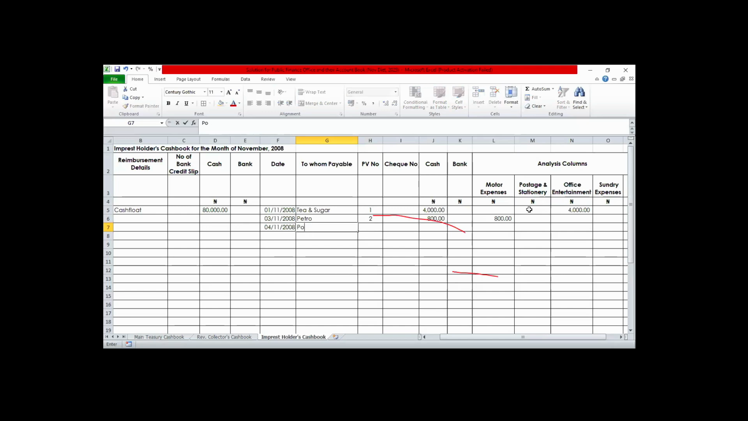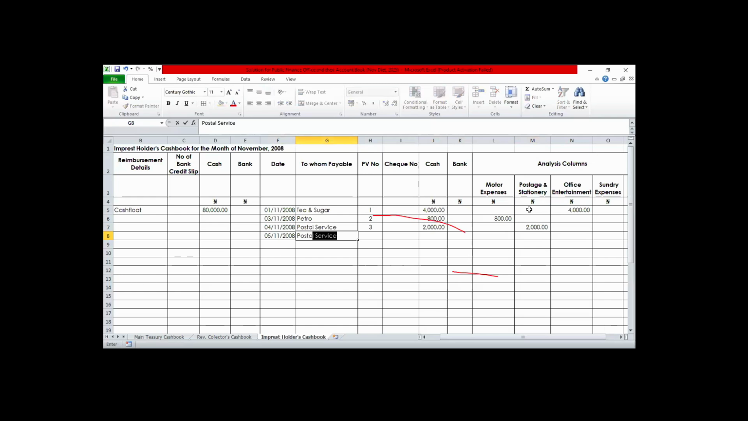This one is postal order, abi? Postal service, 2,000 naira, under postage. The next one. Postage stamp, November 5. Under postage, 1,000 naira. Postage stamp.